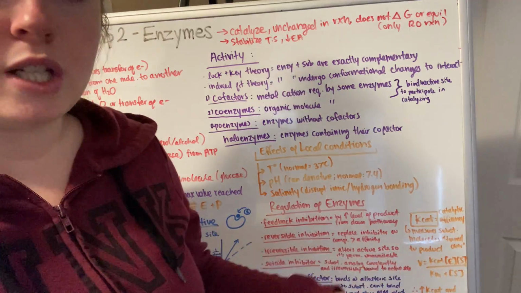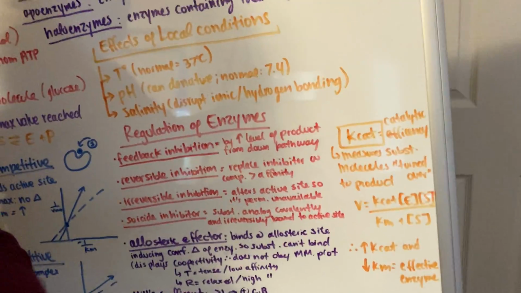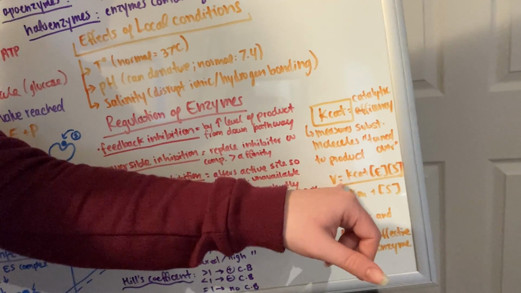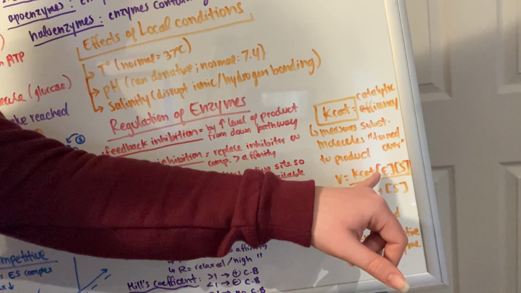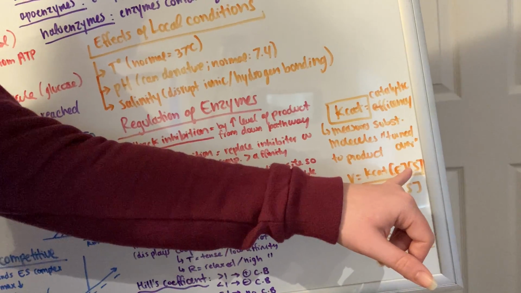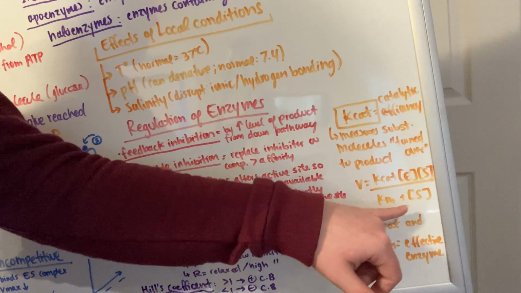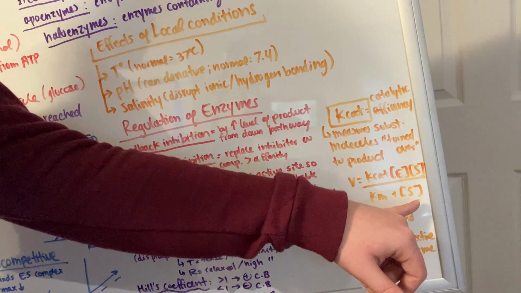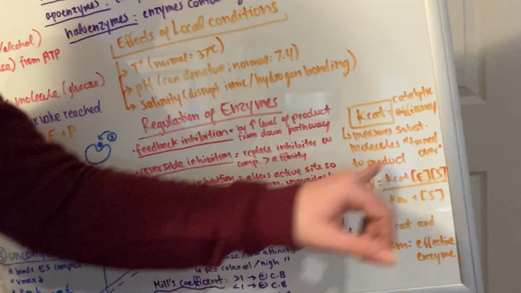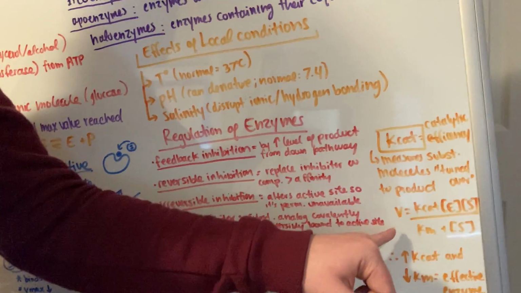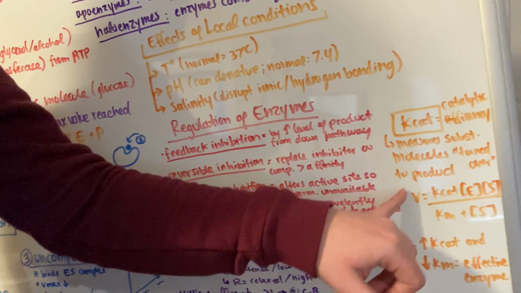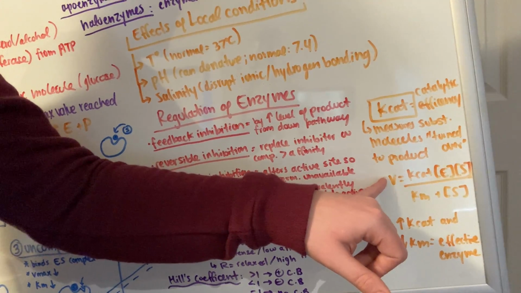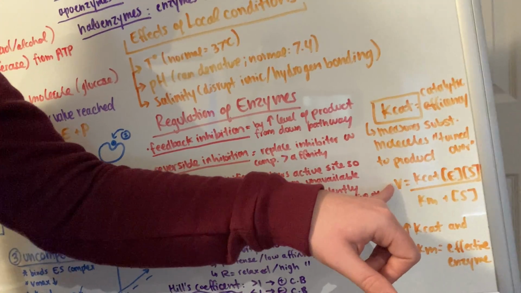And there's actually an equation that goes with it. I'm going to take you over here so you can see it. So this equation is V equals Kcat times the enzyme concentration times the substrate concentration over the Km plus the substrate concentration, okay? And this equation is important because it shows you the relation between the Kcat and the Km, and the speed that the reaction will proceed.